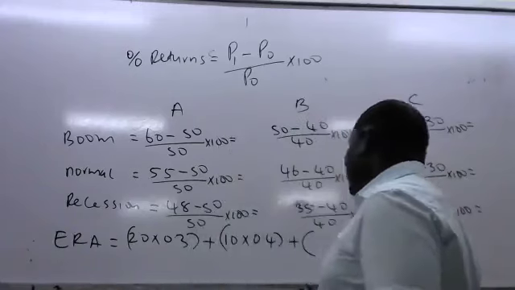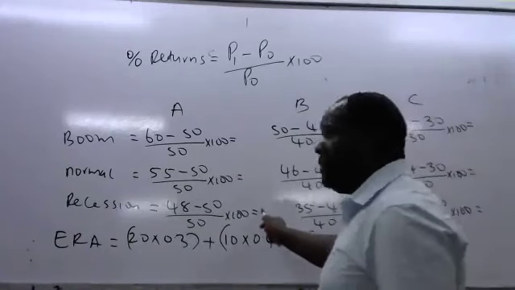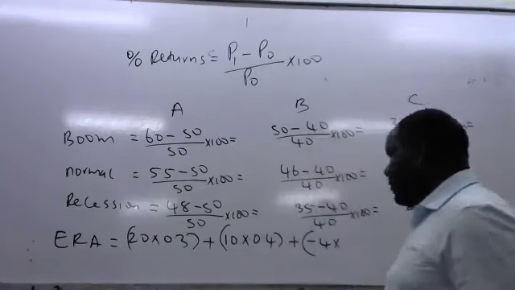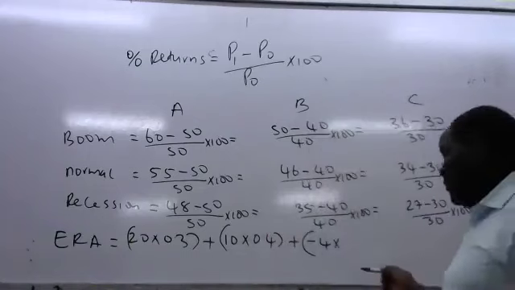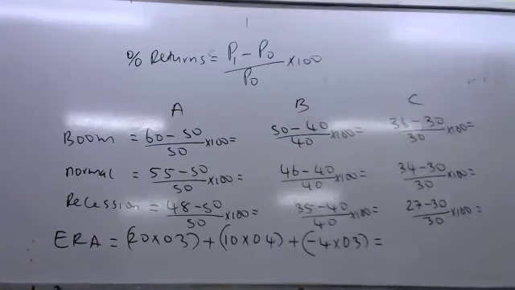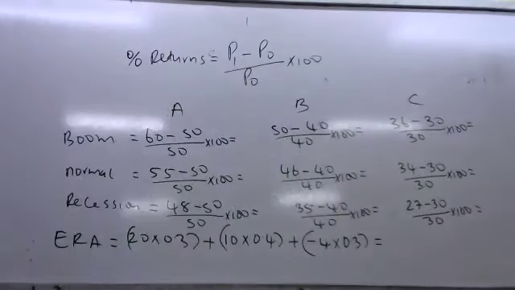The next one is meant to be recession. Here, recession will be which percent? -4. Probability of it occurring is 0.3. So you add them together like that to give you the expected returns for A.